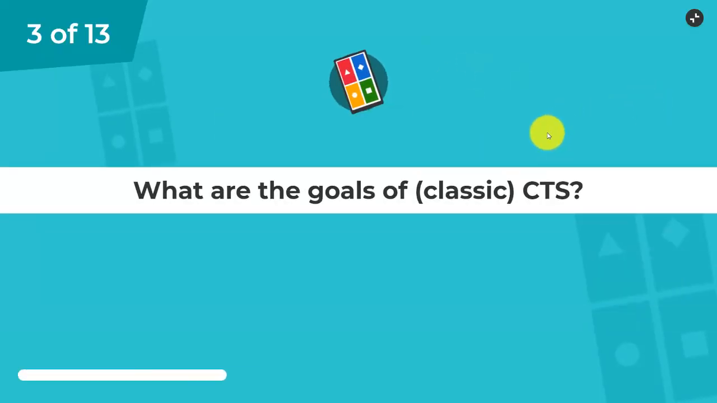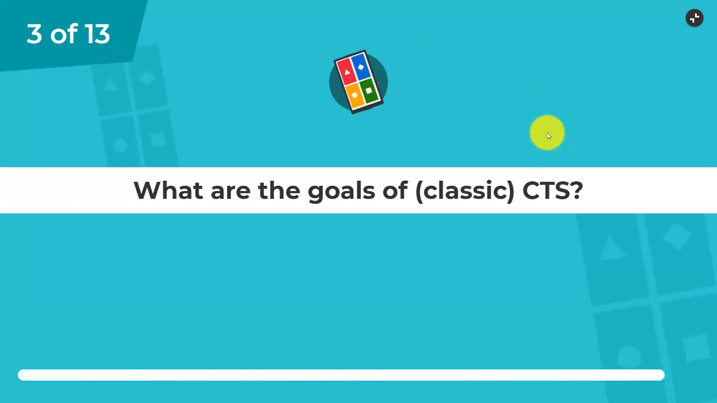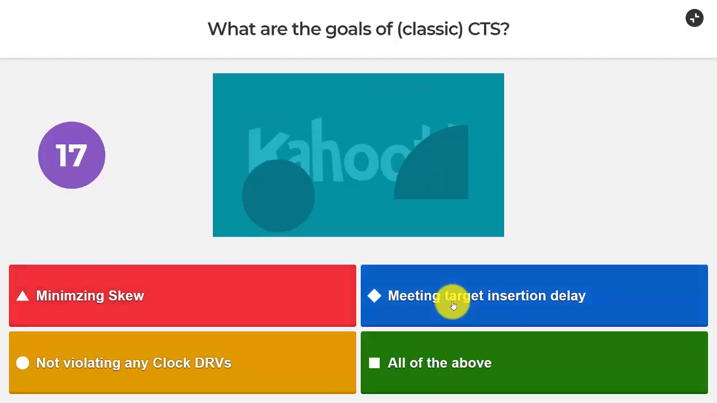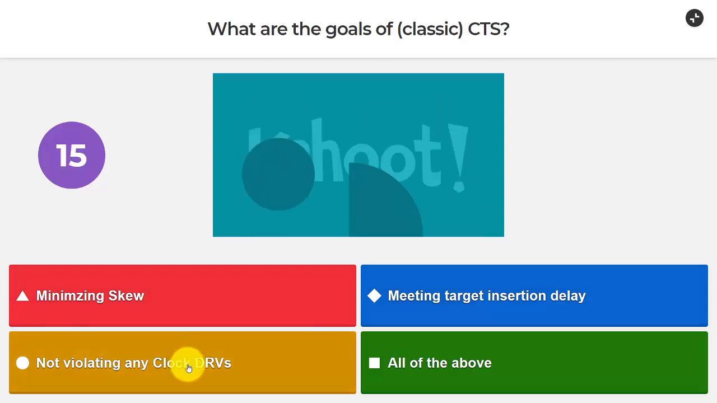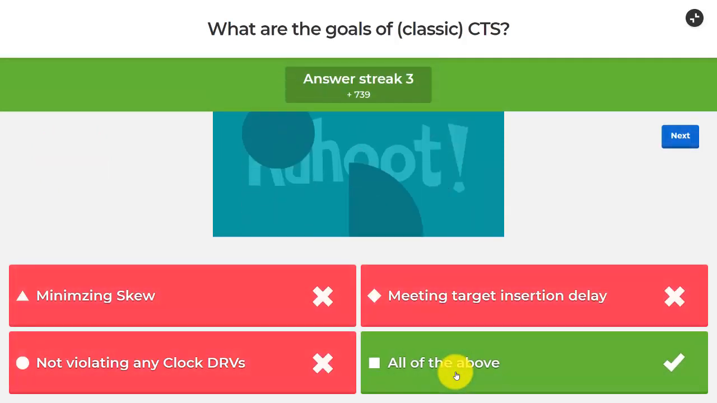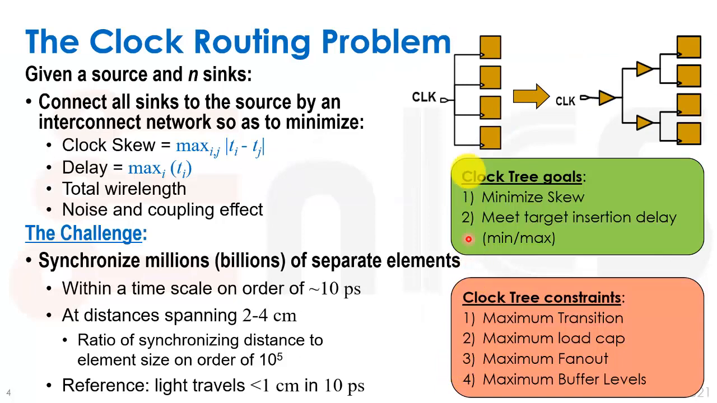So question 3, what are the goals of classic CTS? Minimizing skew, meeting target insertion delay, not violating any clock DRVs, or all of the above. And I think that's going to be all of the above. So again, we'll go back to where we talk about it in the slides.